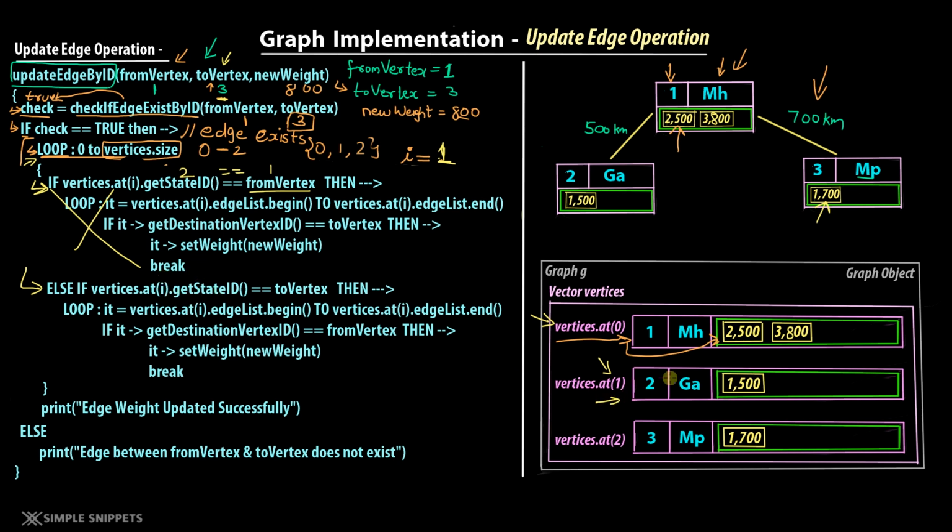And you say dot get state ID. Goa's ID is 2, so you'll get 2 over here. Is it equal to 2 vertex? 2 vertex is 3, you can see over here. Is 2 equal to 3? No. So again this entire else if is not executed.